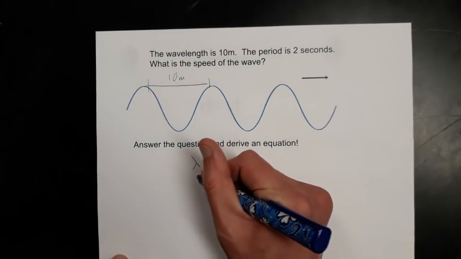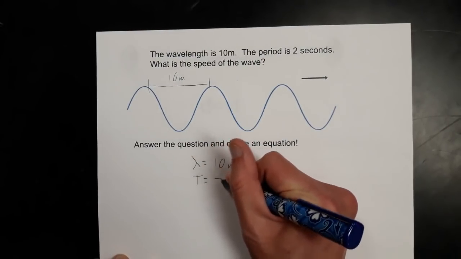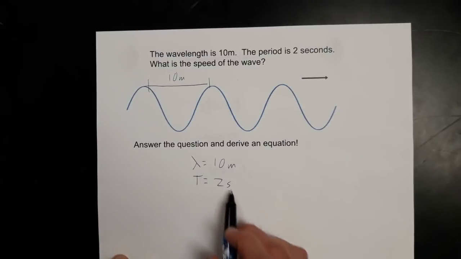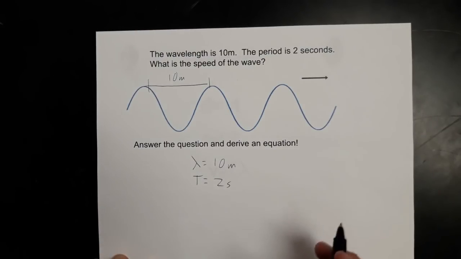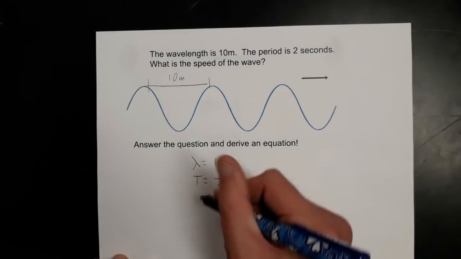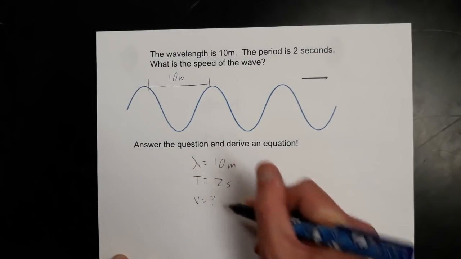And I know the period is 2 seconds. So I've written this down using the symbols. And I'd like to know what the speed is. So I'm going to write v equals question mark.